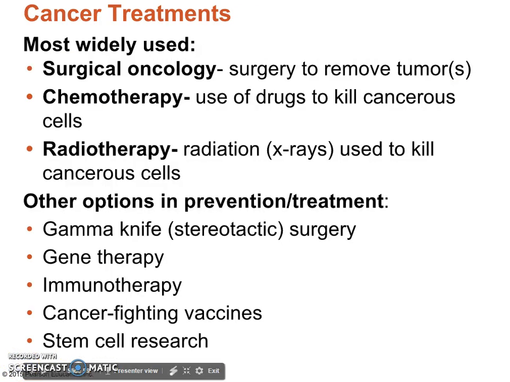And our last slide is on cancer treatments. So our most widely used, which we've talked about in class today really briefly, is basically surgery. They call this field surgical oncology, which is surgery to remove tumors. So there's a whole specialty when you look at doctors and surgeons just for this. And they would come up with the treatment plan on how this is going to go.